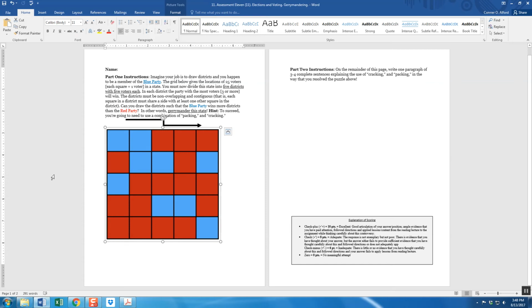At the end of the day, you want to make sure that the blue team has at least 3 points, that the blue team has a majority in at least 3 of the 5 districts of 5 squares each. Now, what I want you to do is to designate your separate districts using the line that I have already inserted into the document for your convenience. You can do this by grabbing the line, clicking it with the left click, and then dragging it to the appropriate place on the grid.